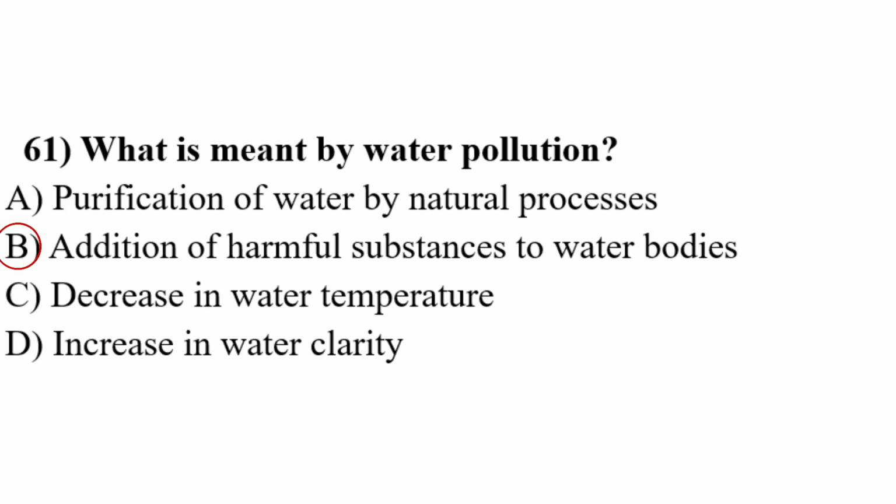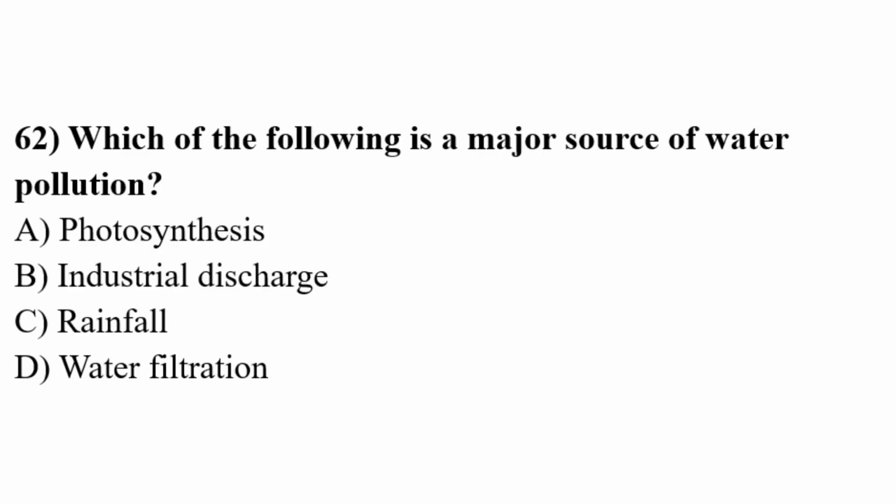Answer: B. Addition of harmful substances to water bodies. 62. Which of the following is a major source of water pollution? A. Photosynthesis. B. Industrial discharge. C. Rainfall. D. Water filtration.